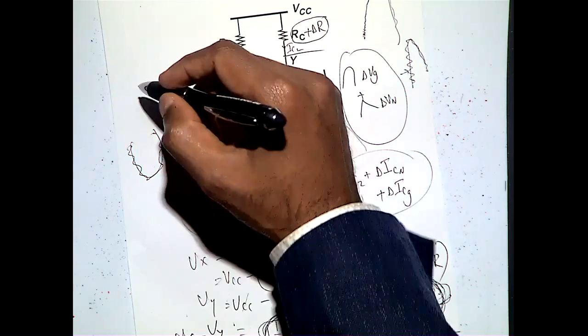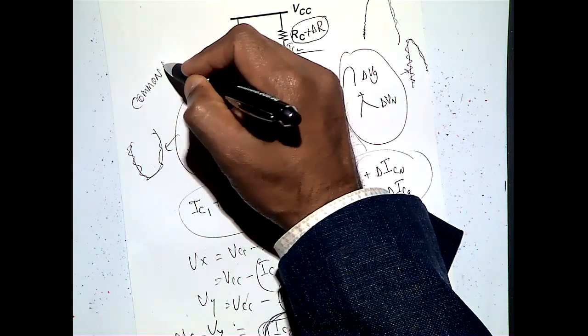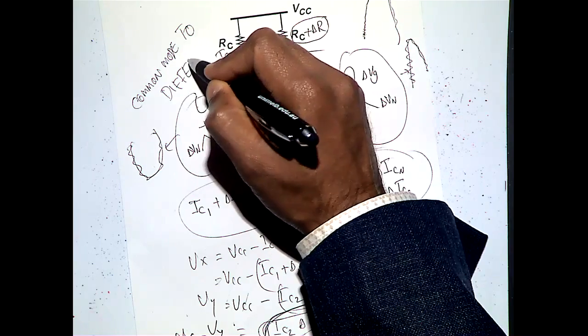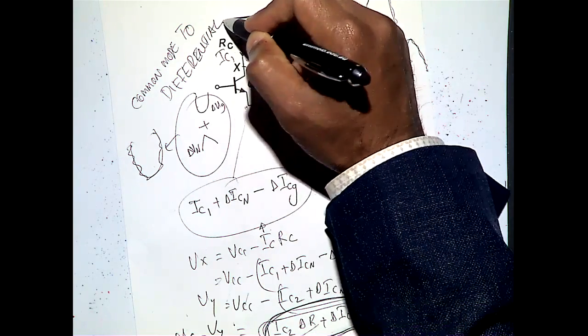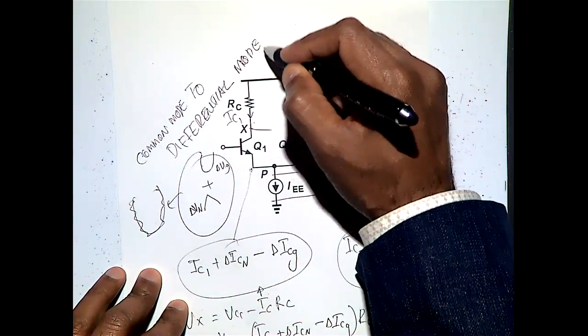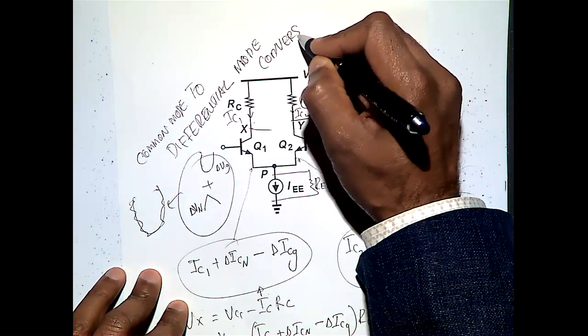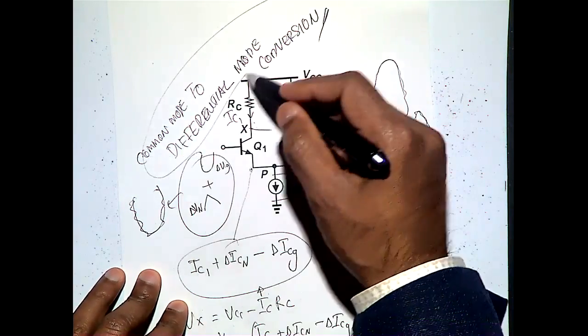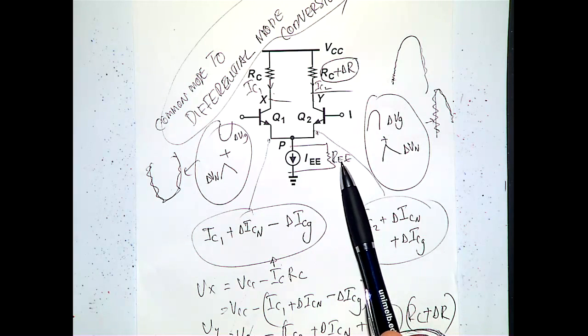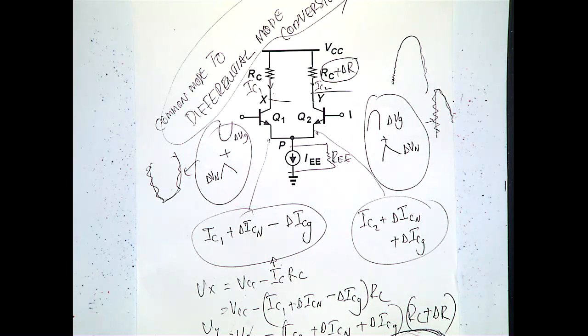So this is called common mode to differential mode conversion. See, means what is happening is your common mode signal is appearing in the differential mode. So that's the reason we call it common mode to differential mode conversion. And then all these things happened because of the non-ideal nature of the current source, this one. And now your differential signal also is slightly corrupted.